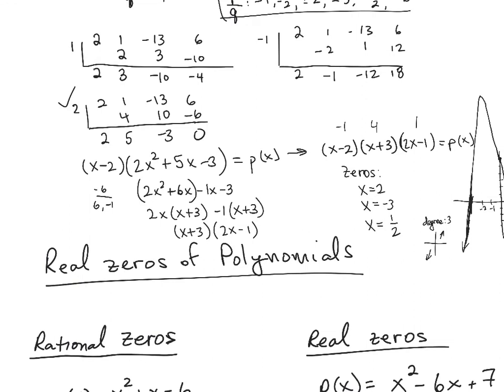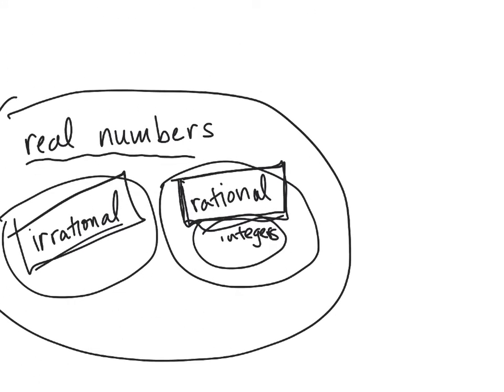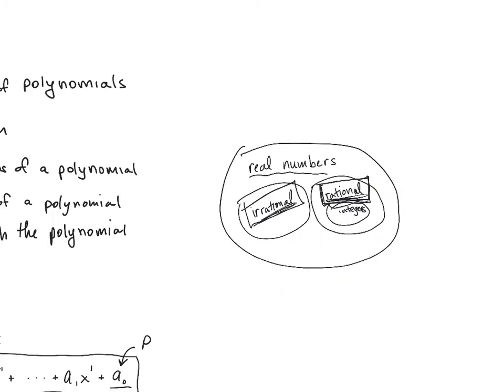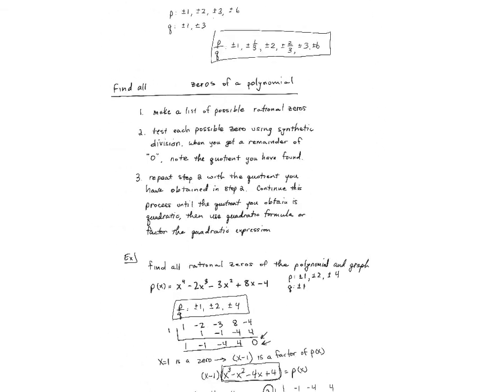Okay, the next topic is real zeros of polynomials. So going back over here to this discussion we had somewhere right here. Real numbers consist of rational numbers. Those are numbers that can be written as fractions, like 1/2 or 2, because 2 over 1 is a fraction. But then another set of real numbers are called irrational numbers. Irrational numbers are numbers that can't be written as a fraction. They don't have a decimal that repeats or that terminates.